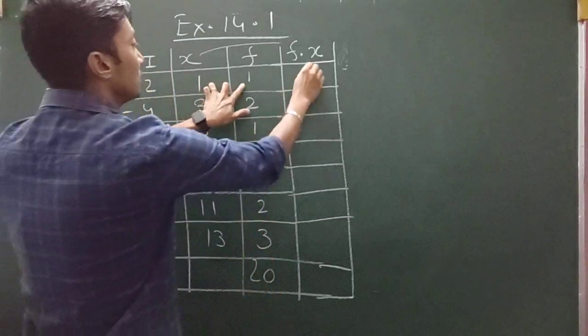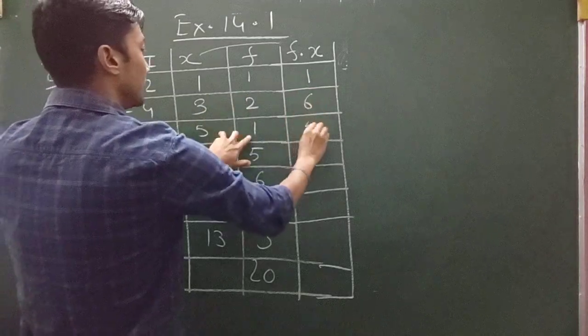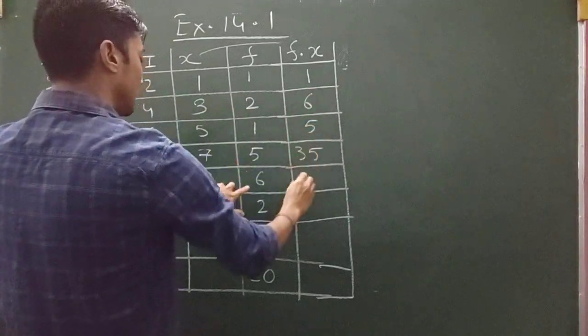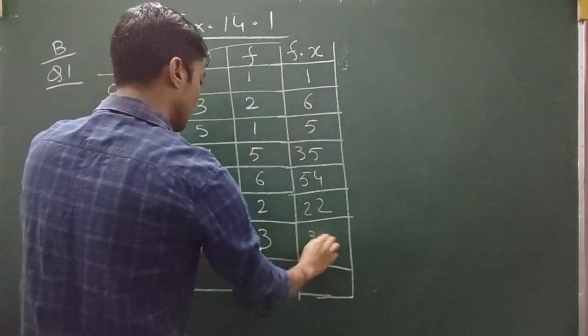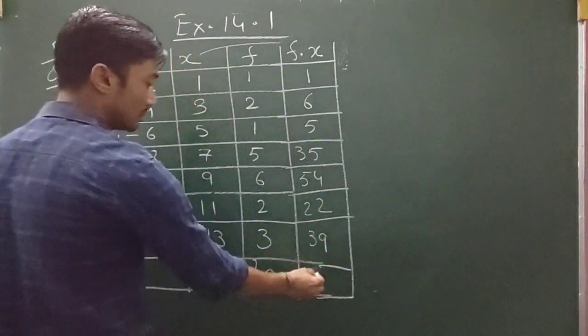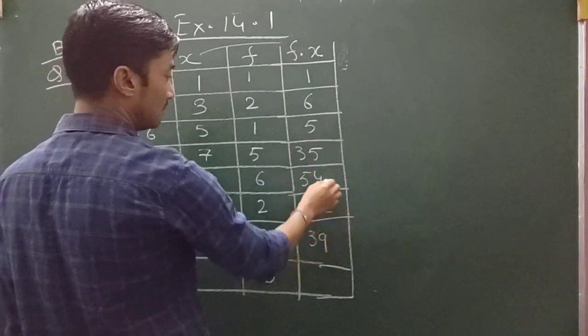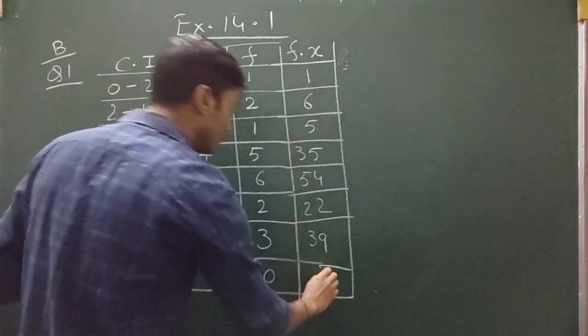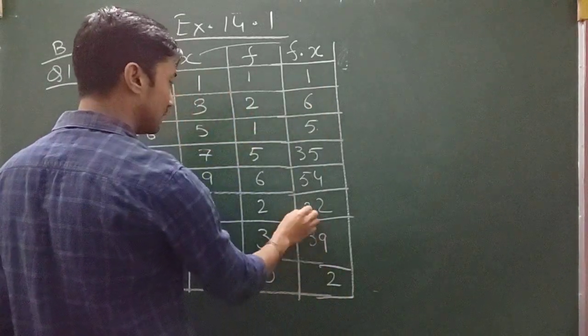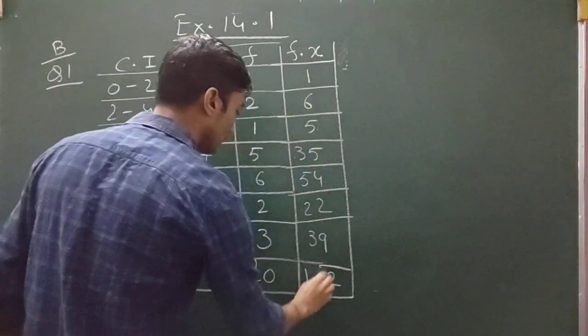Now f into x. 1 into 1 is 1, 3 2s are 6, 5 1s are 5, 7 5s are 35, 9 6s are 54, 11 2s are 22, 13 3s are 39. Let's add them up now, summation total. So it's going to be 9, 10, 11, 15, 20, 25, 26, 27, 29, 30, 31, 32, 3 left, 3, 6, 7, 8, 9, 10, 11, 16, 162.